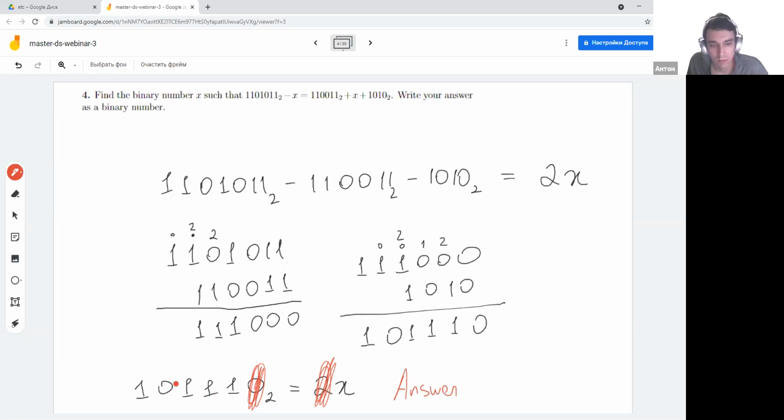It is 101, 1, 1 in binary, but I don't write any index here.